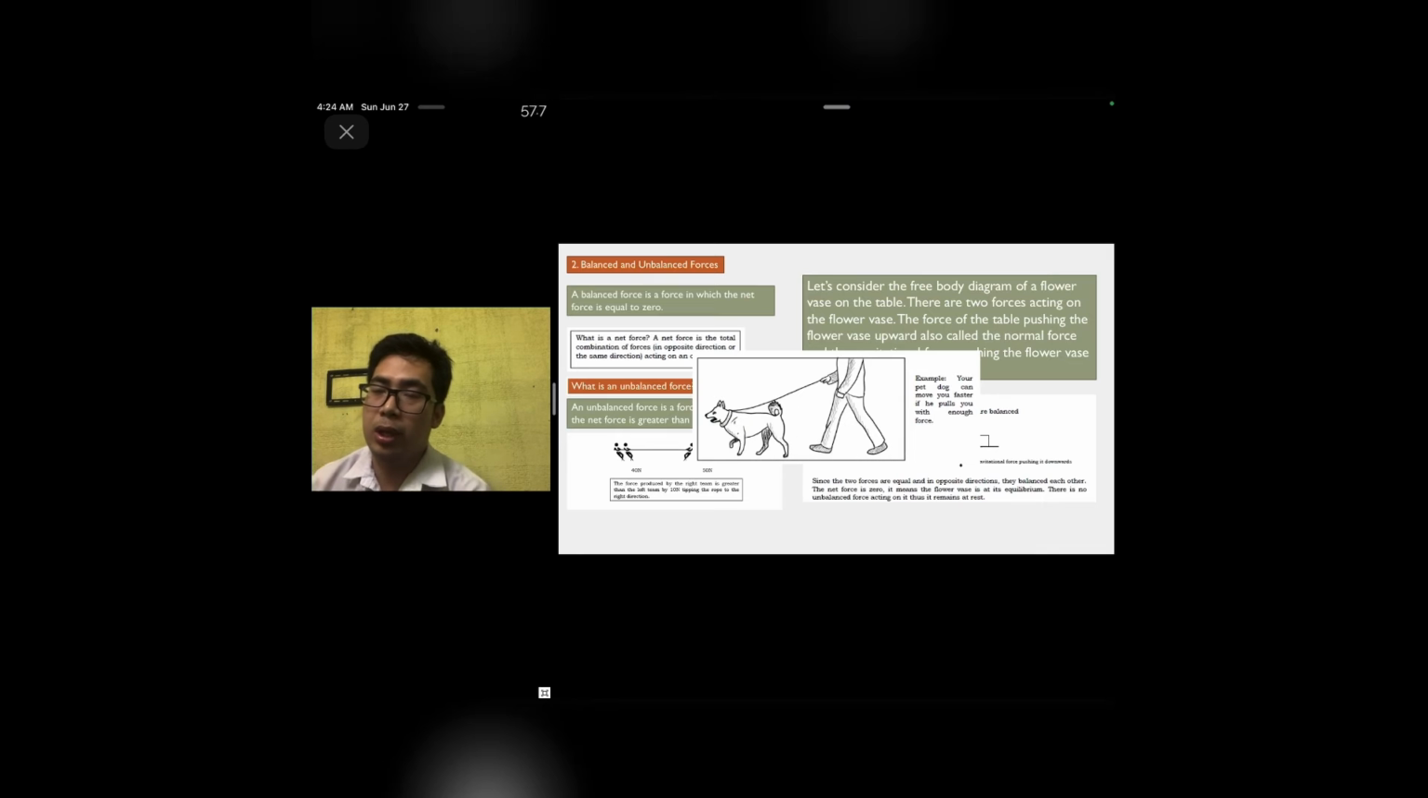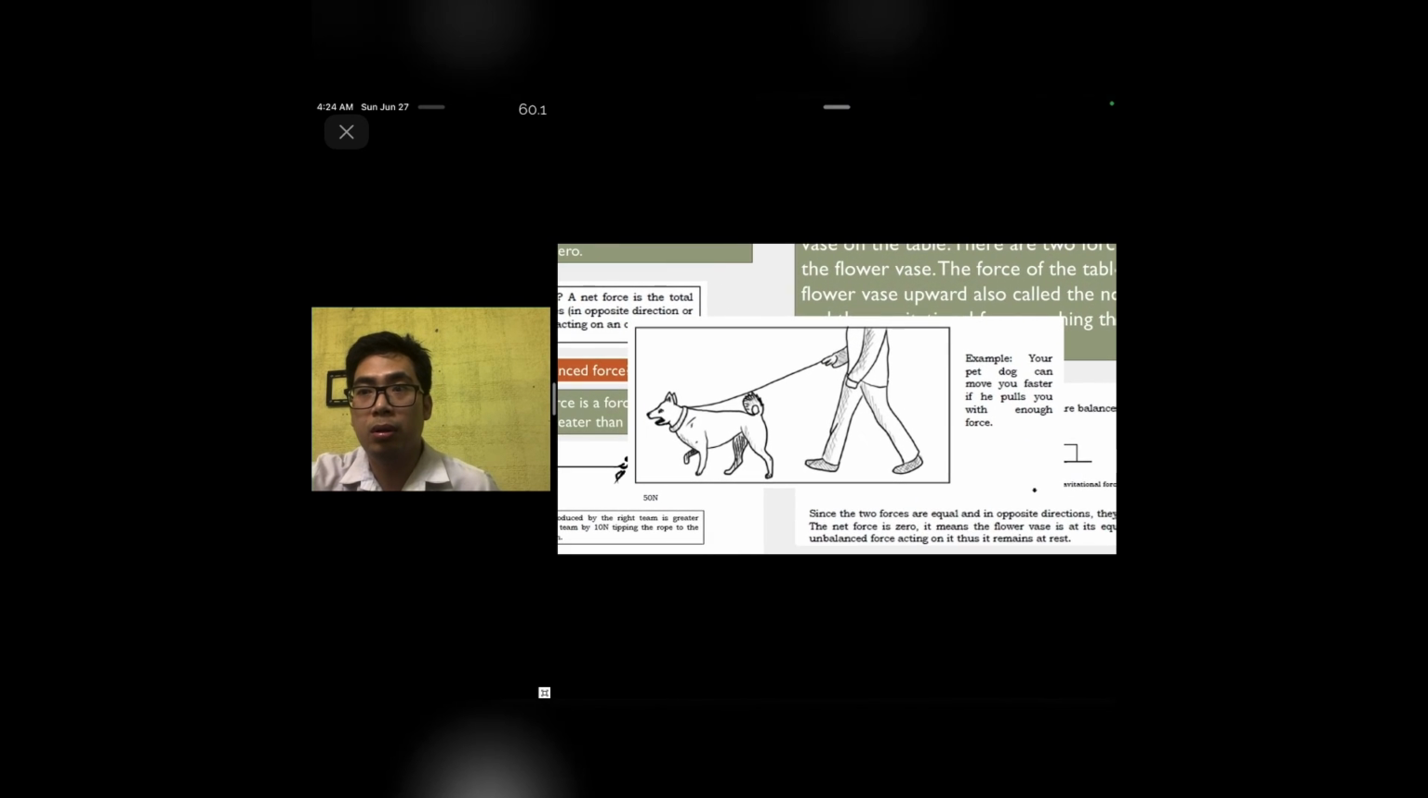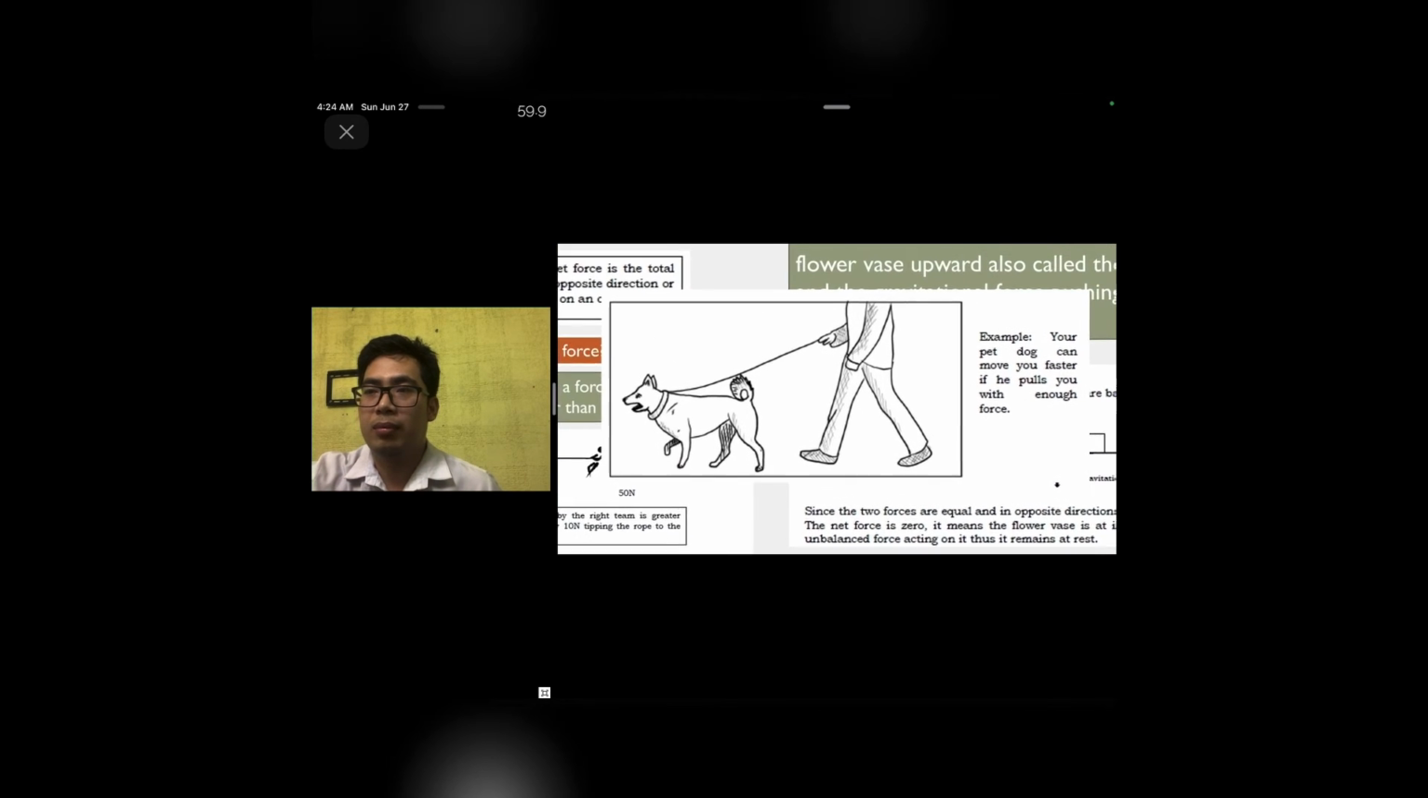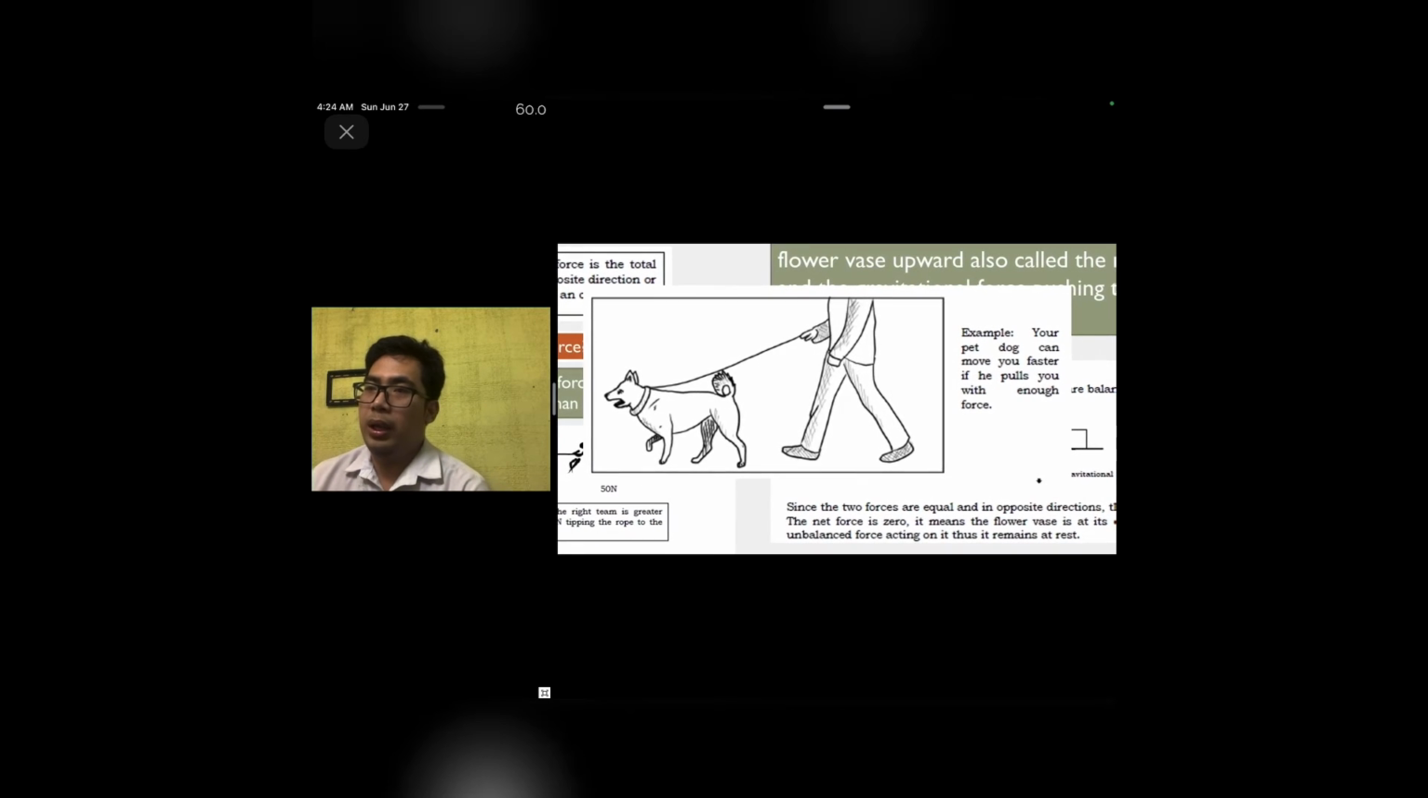Another is if you're holding your dog, ayan, and mas malakas yung aso sa iyo, so mahihila ka niya. So therefore, it has a greater force. So nagkakaroon tayo ng unbalanced force.